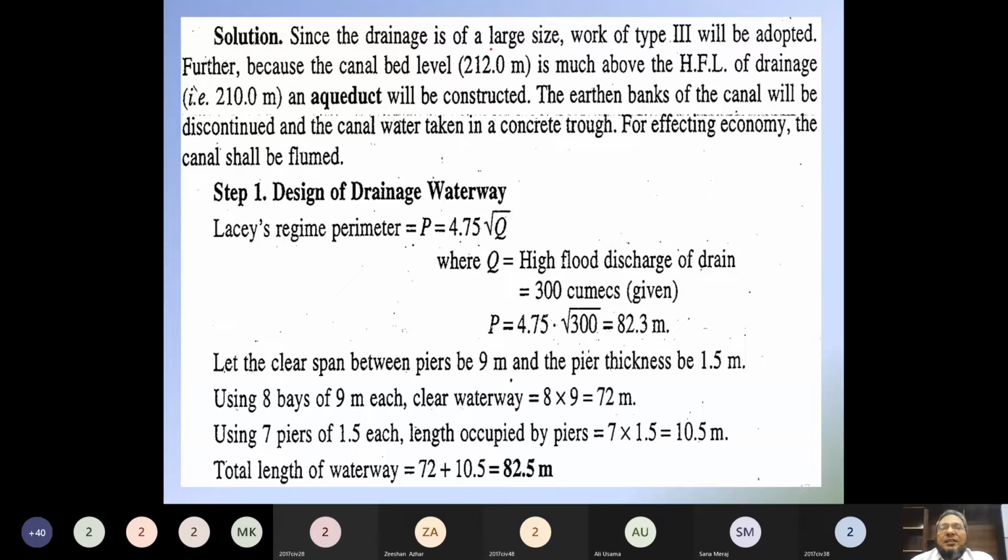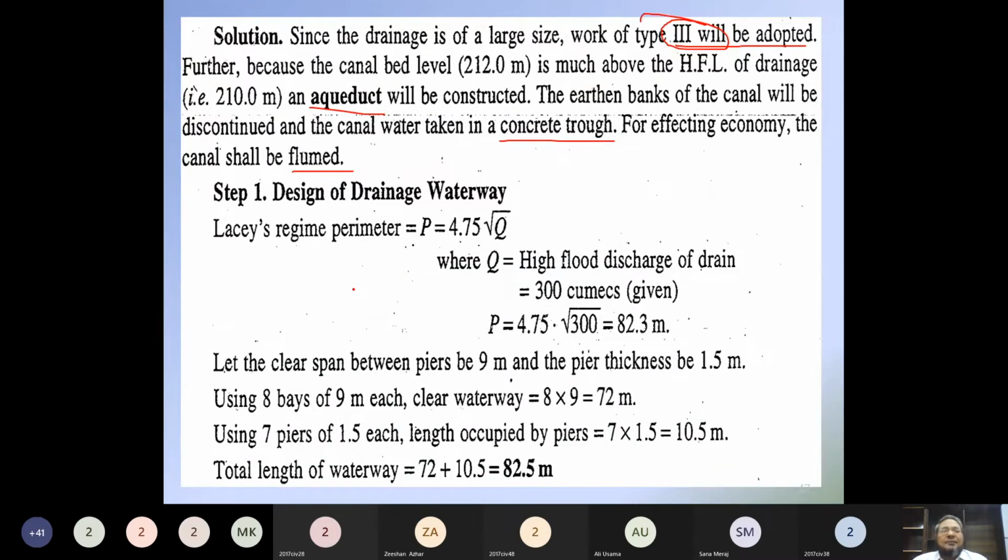Since the drainage is of large size, 300 cubics discharge, work of type 3 will be adopted. Further, because the canal bed level is much above the high flood level of the drainage, an aqueduct will be constructed. The earthen banks of the canal will be discontinued, and the canal water will be taken in a concrete trough. And for effecting economy, the canal shall be flumed. Once we say it is type 3, type 3 means we are doing fluming. Now we have to design this type 3 aqueduct.